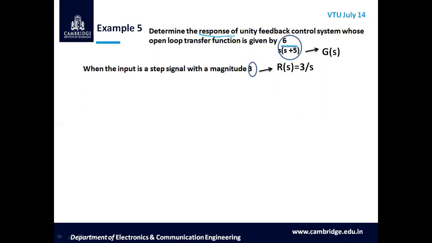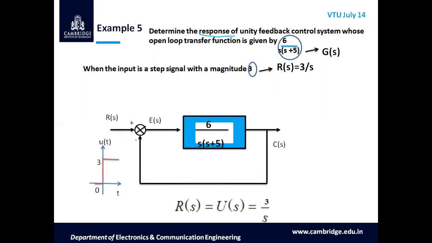The question is to find the response, which is nothing but C of t of a unity feedback control system. So the first step is to represent it in the form of a block diagram. Given input unit step with a magnitude 3, so input u of t is represented as r of t towards this block. So the Laplace transform of r of t will be equal to R of s. We have taken the Laplace transform and we have represented G of s in the block here. Now we have to calculate the closed loop transfer function C of s by R of s.